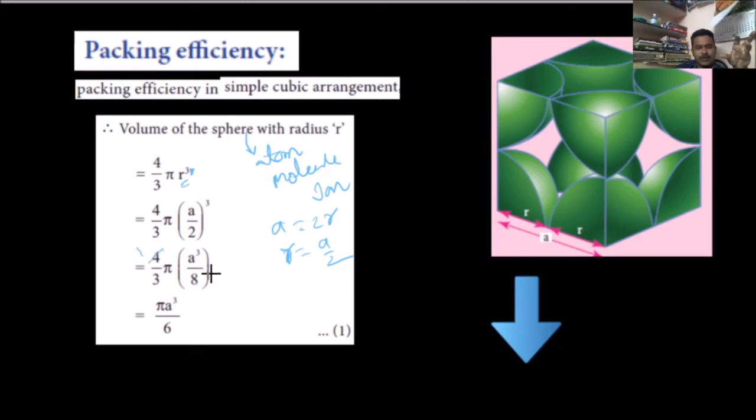Here 4 ones and 4 twos. How much is coming? πa³, denominator 3 into 2, 6. So keep it aside. What is that? This is the volume of one sphere. That means the volume of one atom. That's what we calculated right now. Then go for the next one.